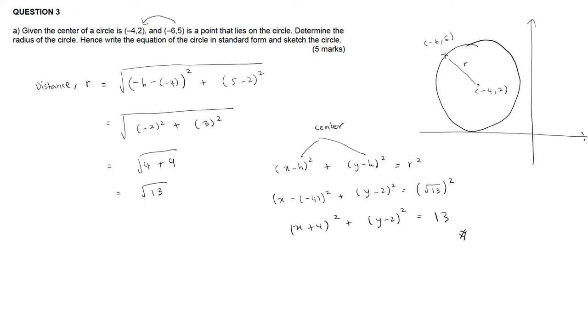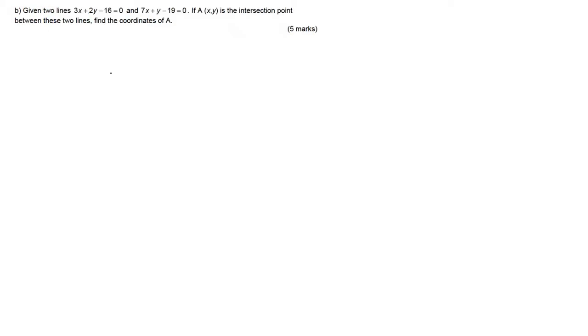With the x-axis and y-axis. Okay, here we have radius of square root 13. Okay, given two lines, first equation of straight line and second equation of straight line. These two are equations of straight lines. If A(x, y) is the intersection point between these two lines, find the coordinates of A.